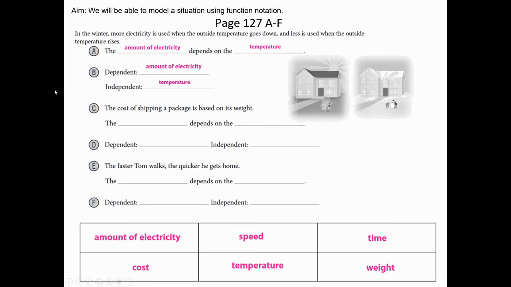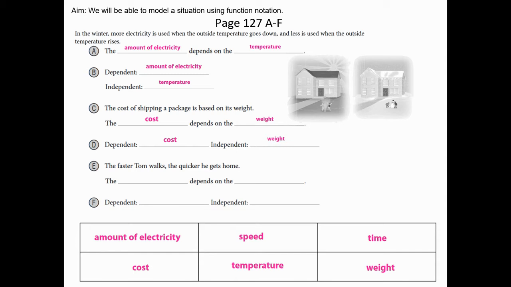Another example is, particularly at part C, it says the cost of shipping a package is based on its weight. Once again, makes sense. The heavier a package is, the more the shipping company typically charges, right? It's not always based on size. A lot of times it's based on weight. So in this case, we'd say the cost depends on the weight. So the dependent would be cost, and the independent would be weight.